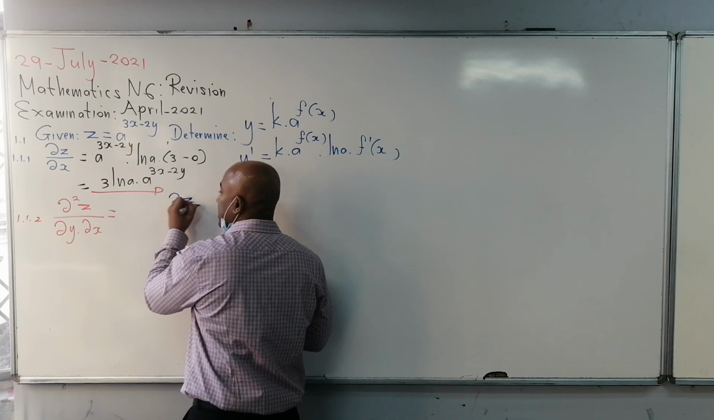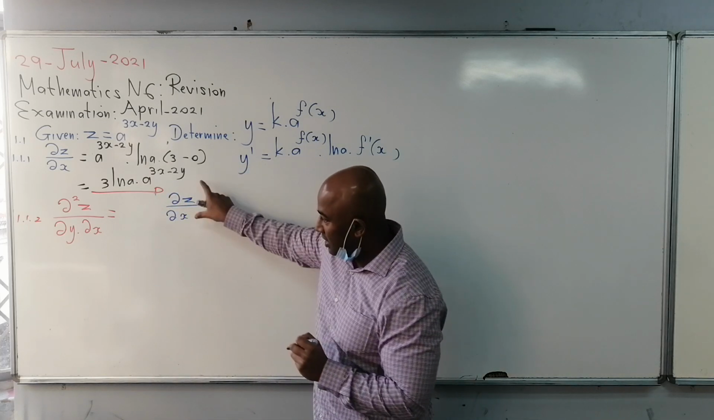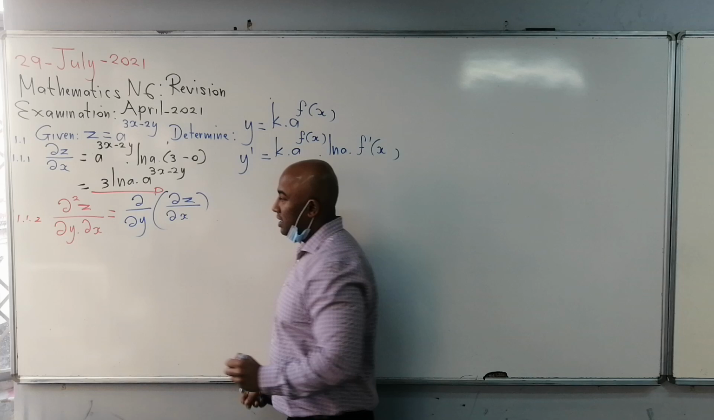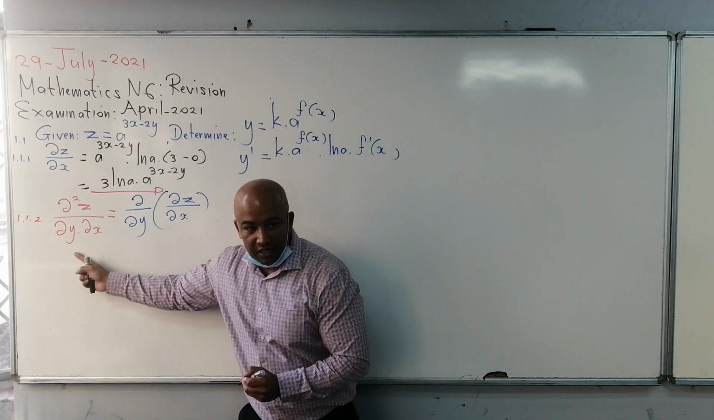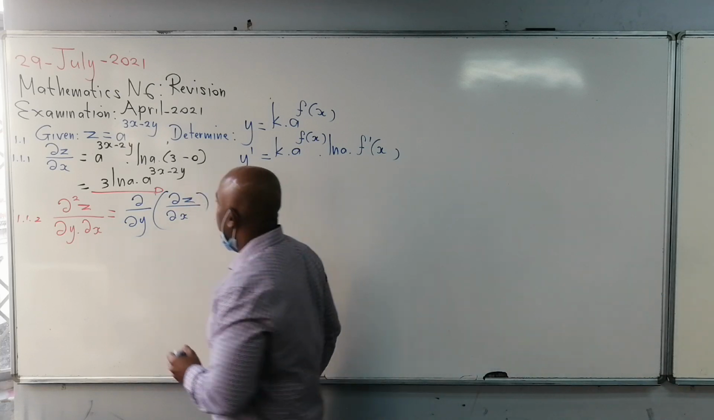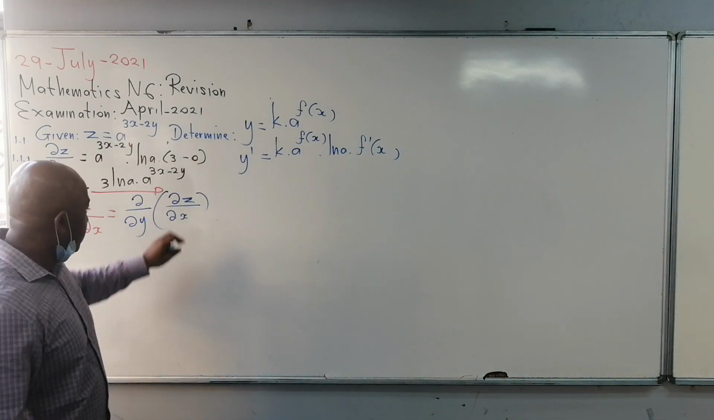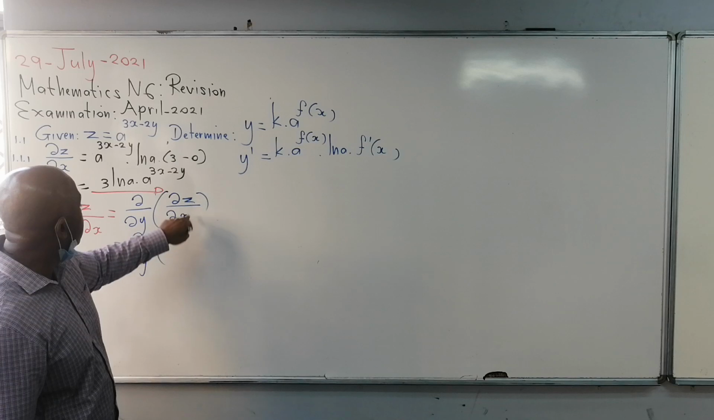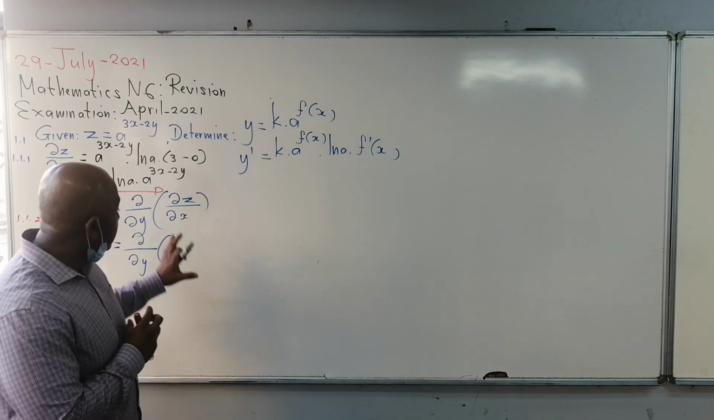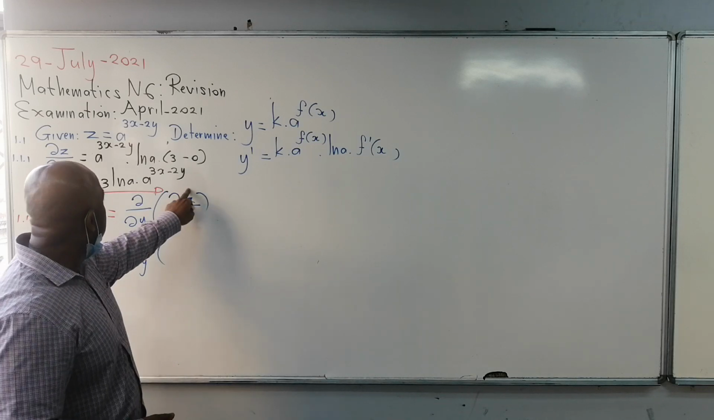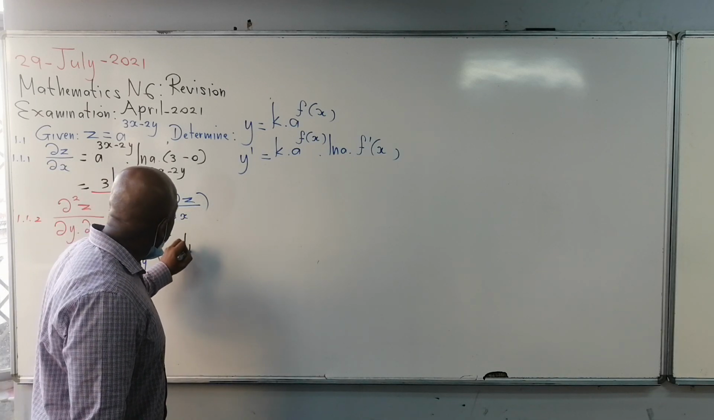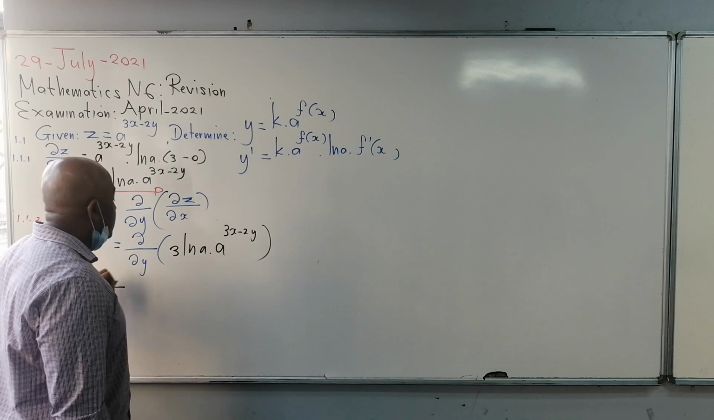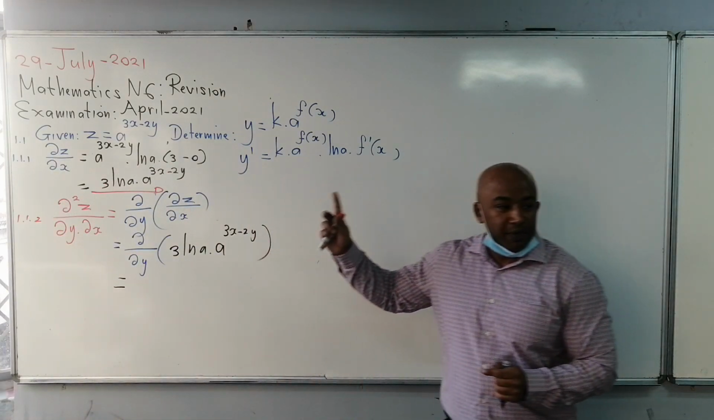We have found dz over dx partially, and now we're going to differentiate this with respect to y. You can see the dy dx here. So this is dz over dx. Substitute. Don't just go and write it down and work it out. Learn how to write it down properly, then you won't make a mistake. dz over dx is what we just found, which is 3 ln a times a to the power 3x minus 2y. Now I'm going to differentiate this with respect to y.